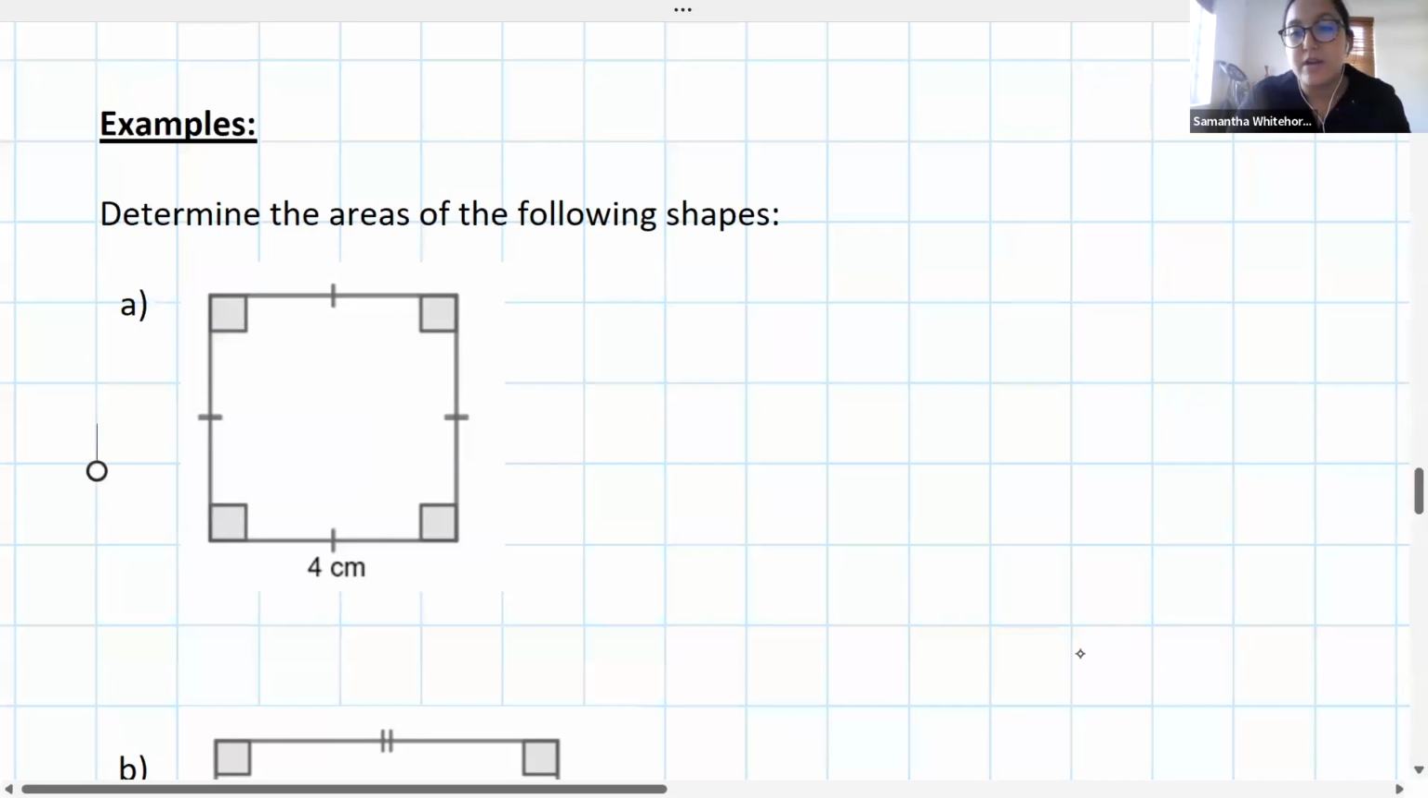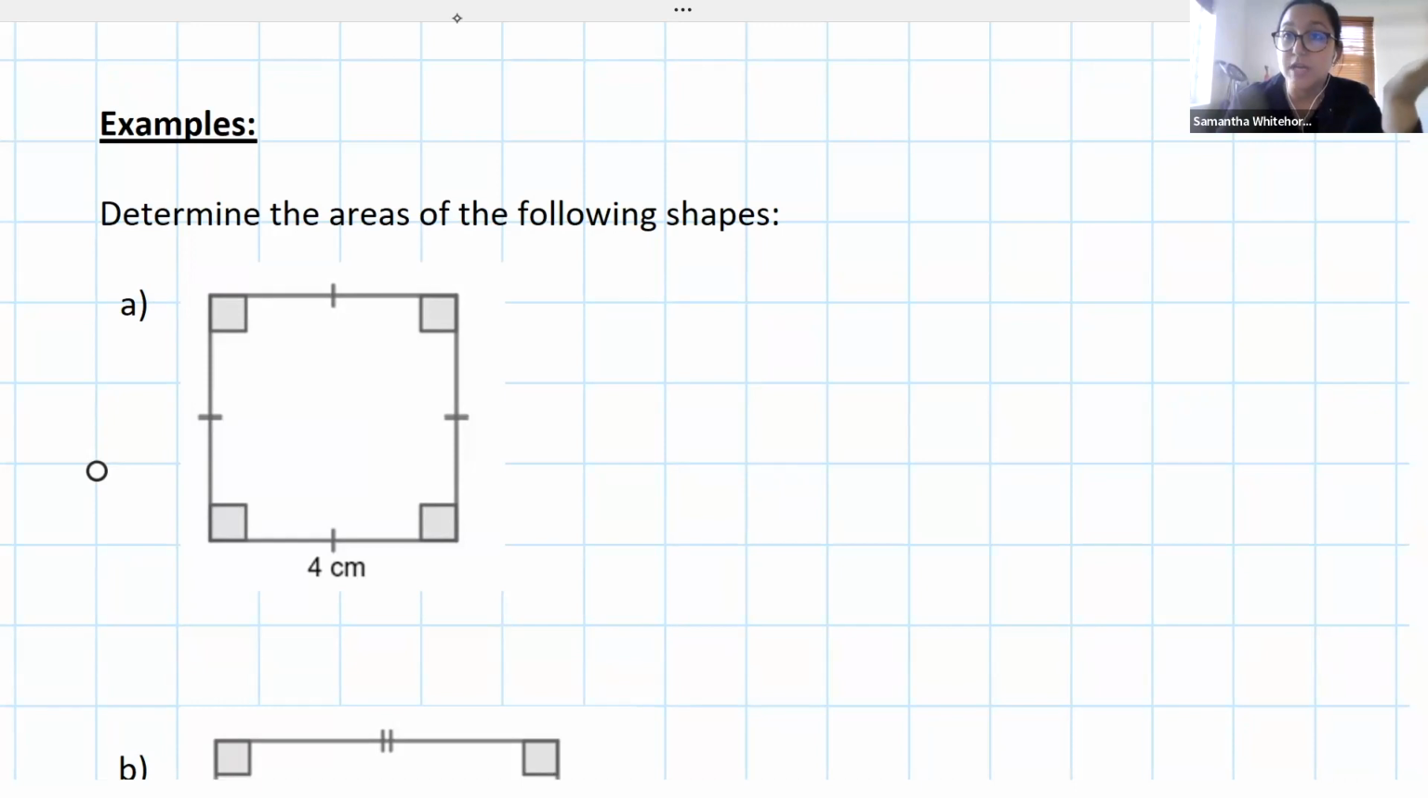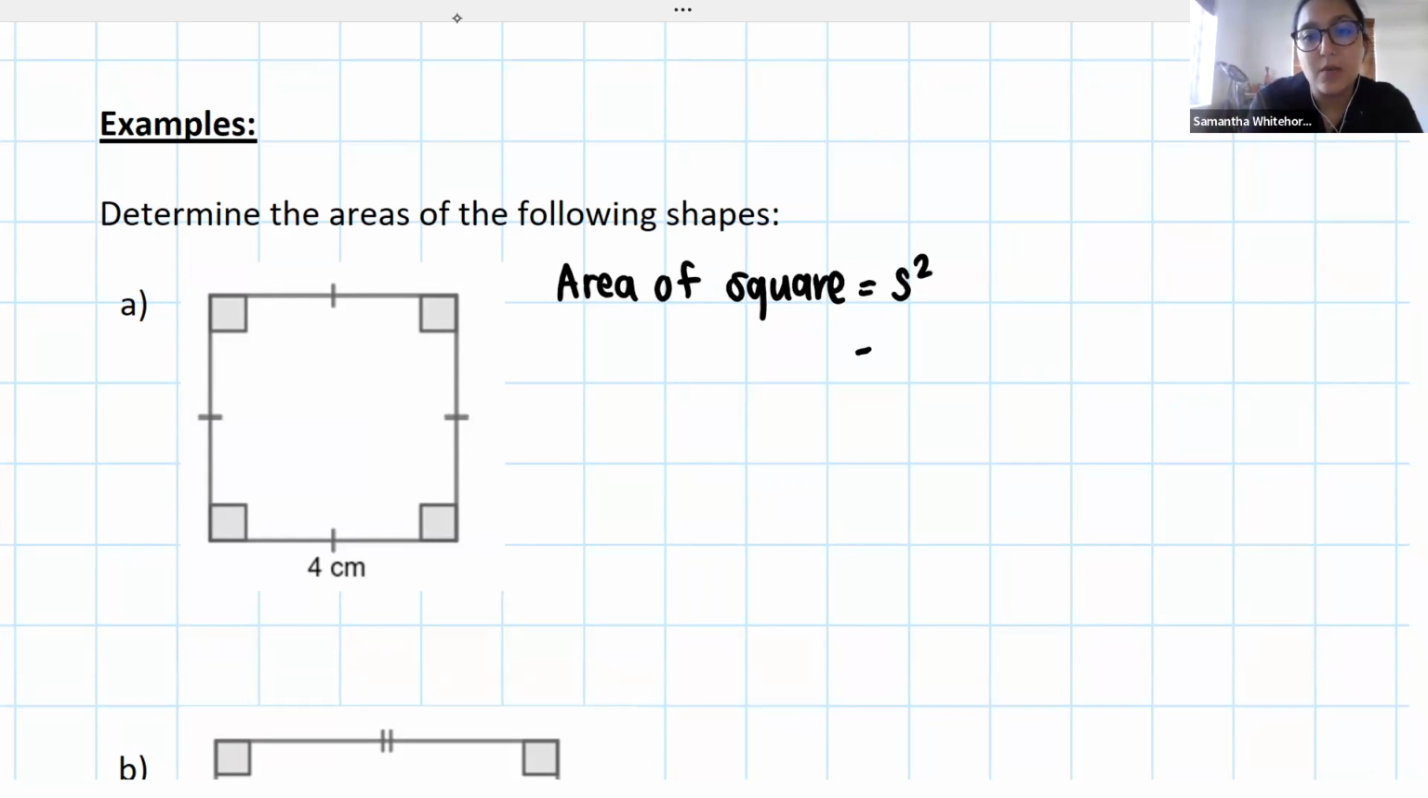So we want the area of the shape. We now know it's a square. The reason I asked you what sort of shape it is is because if we now want to use a formula, we obviously need to know what shape we have. So if you go to the screenshot that you've just taken of your formulas, we know that the area of a square is equal to side times side, or side squared. Now we've been given what the side length is. It's 4 centimeters. So we would have 4 squared, or 4 times 4, which is 16.